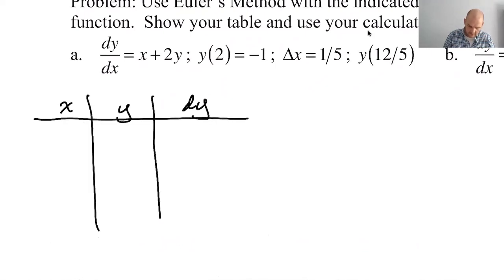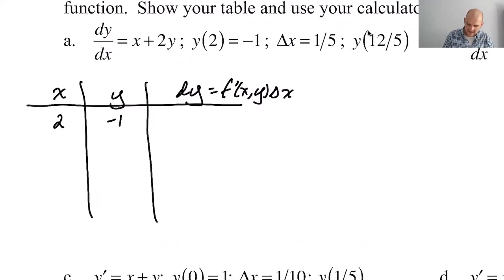Okay, so what are we doing here? We know 2, negative 1. And then this is going to be f prime of x, y, delta x. Oh my god, that x is terrible. Killing it, people, killing it right out of the gates. All right, now our delta x is 1/5. So this is 10/5. So we'll get 11/5, and then we'll get 12/5. So we don't have to do that many steps.